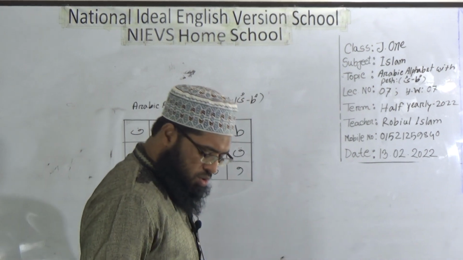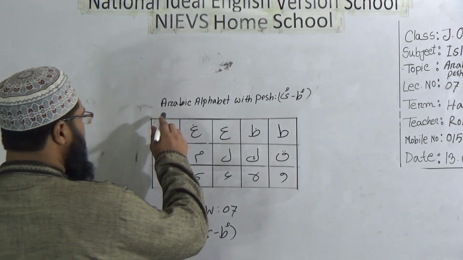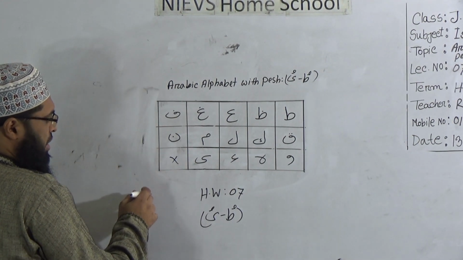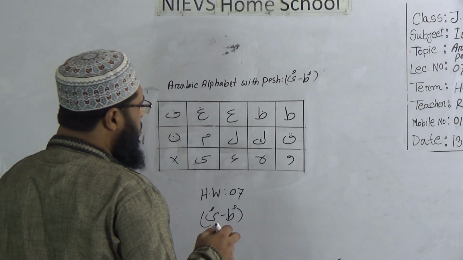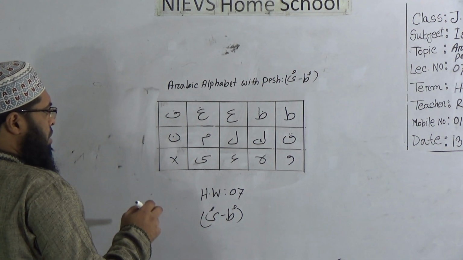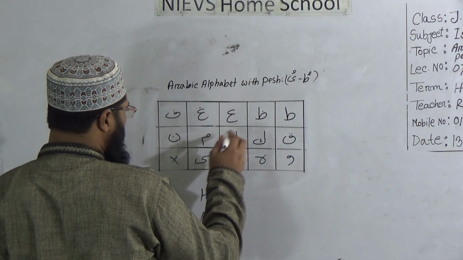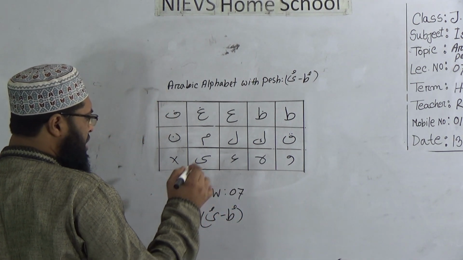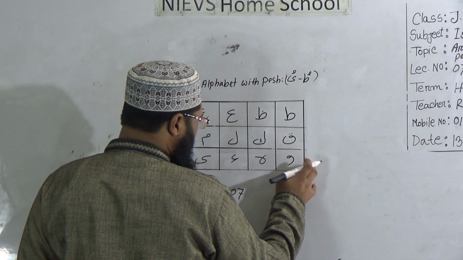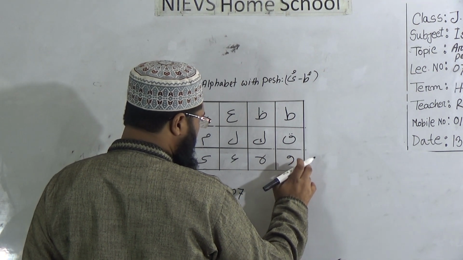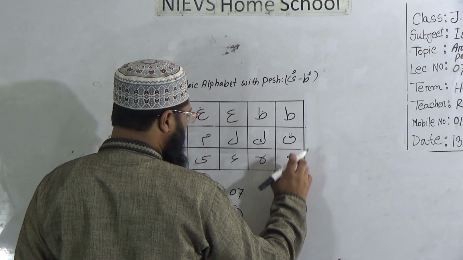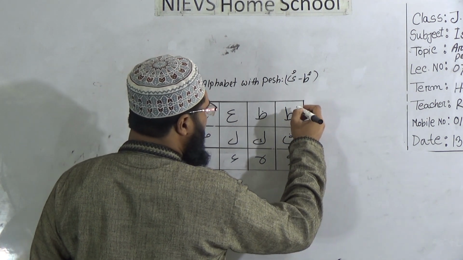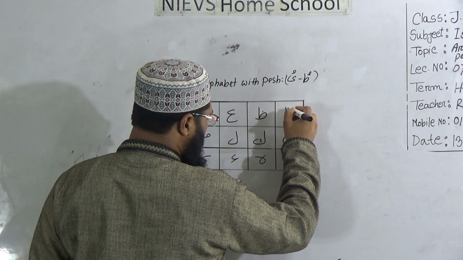At first, look at the board. My dear students, here I have written 14 Arabic alphabets or letters, and now we will put Pesh on every Arabic alphabet or letter. Okay, so let's start. You know that Pesh always takes place over the harf. So now I'm giving Pesh over the Ta.